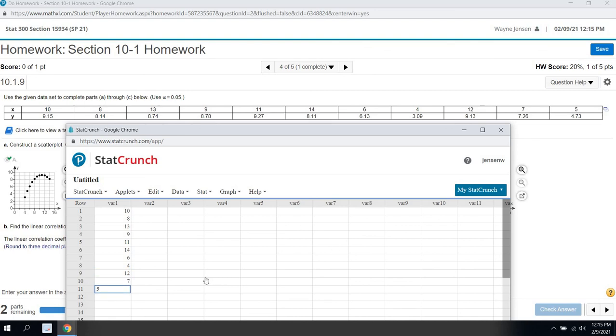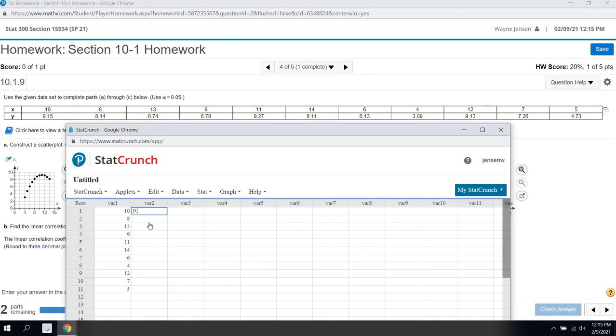So I should have 11 pieces of data. Let's check. 1, 2, 3, 4, 5, 6, 7, 8, 9, 10, 11. And then we just double check 10, 8, 13, 9, 11, 14, 6, 4, 12, 7, 5. Perfect. So we're just making sure we've entered things correctly.